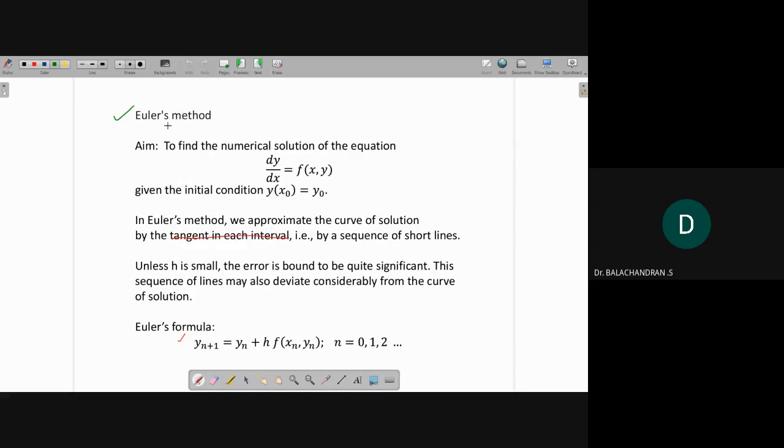So Euler's method aims to find the numerical solution of the equation dy by dx is equal to f of x comma y, given the initial condition y of x naught equal to y naught. In Euler's method, we approximate the curve of solution by the tangent in each interval, that is, by a sequence of short lines.